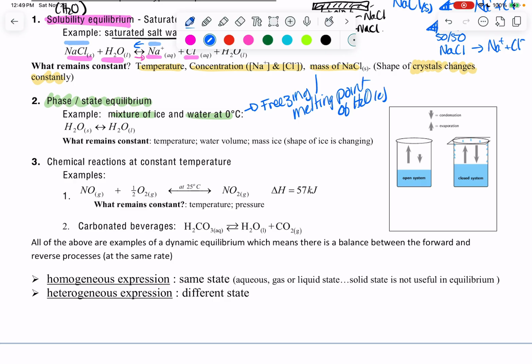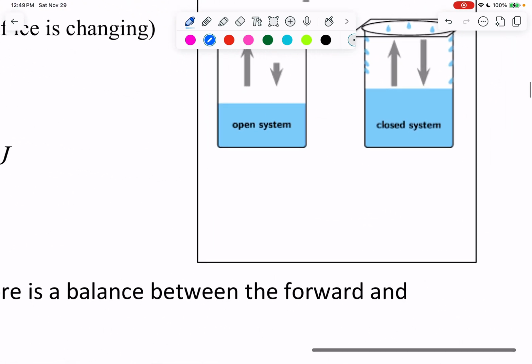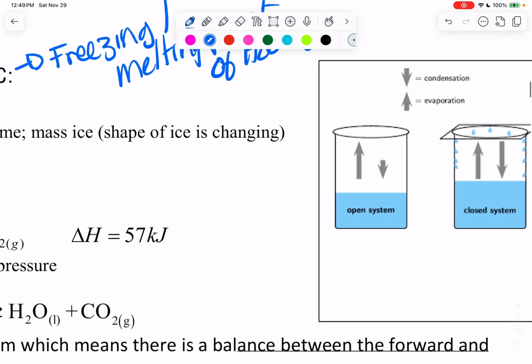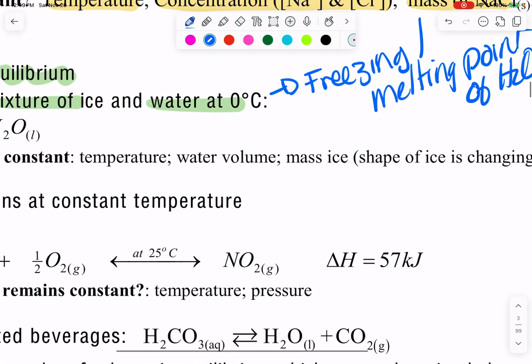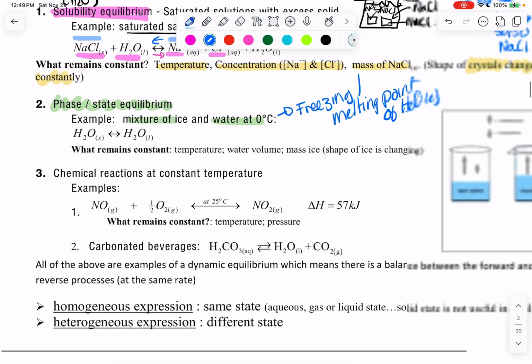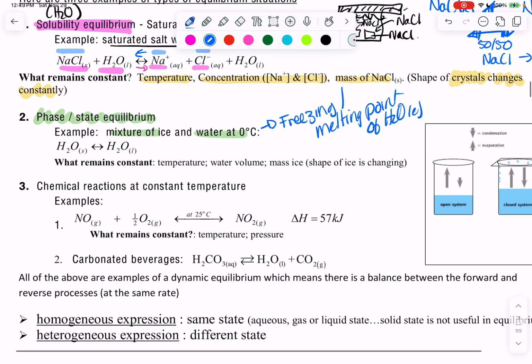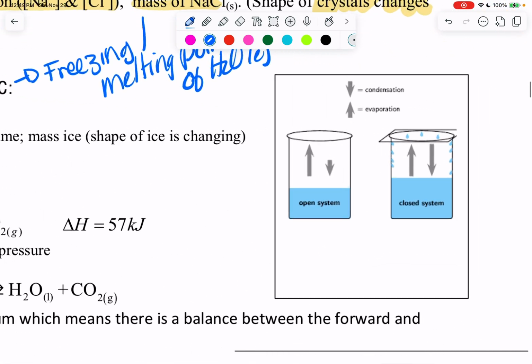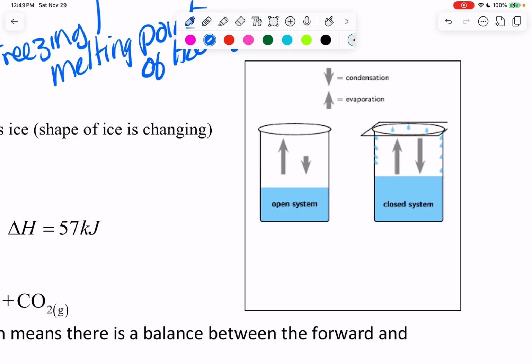So in this system, there are two things happening that you can talk about. In this case, this is condensation and evaporation. So water is moving from a liquid to a gas, and from a gas back to a liquid. It works in this because the volume of water remains the same.